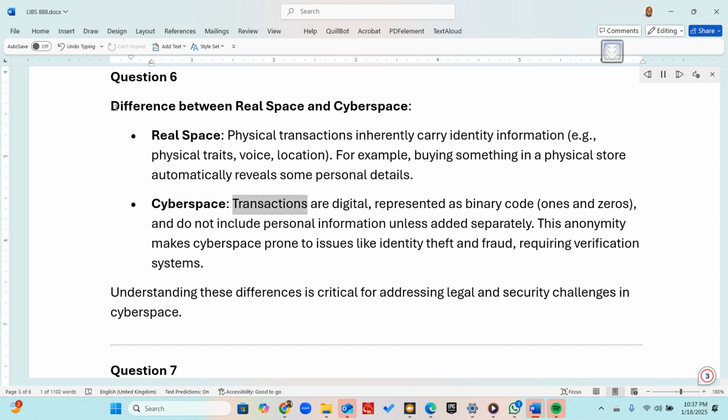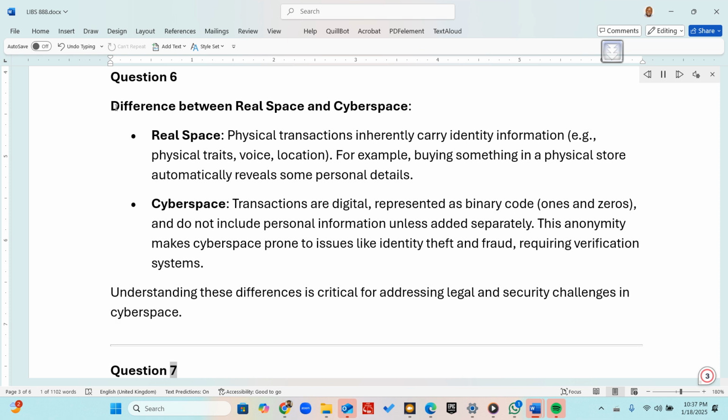Cyberspace, transactions are digital, represented as binary code, ones and zeros, and do not include personal information unless added separately. This anonymity makes cyberspace prone to issues like identity theft and fraud, requiring verification systems. Understanding these differences is critical for addressing legal and security challenges in cyberspace.